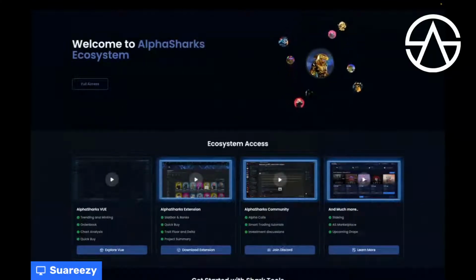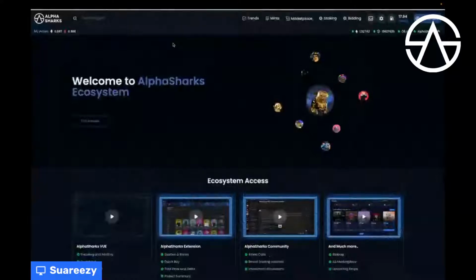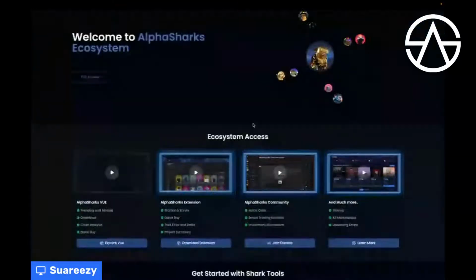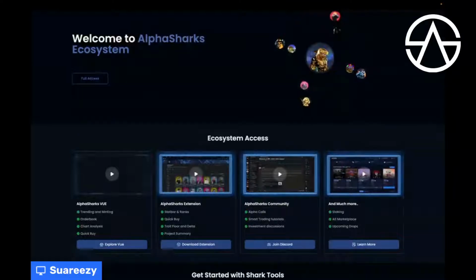All right. So this actual page is going to be that first link that MG sent. It's going to be view.alphasharks.io. If you go onto there, it's going to be the main page where you can connect your wallet and you can see what type of access you actually have.